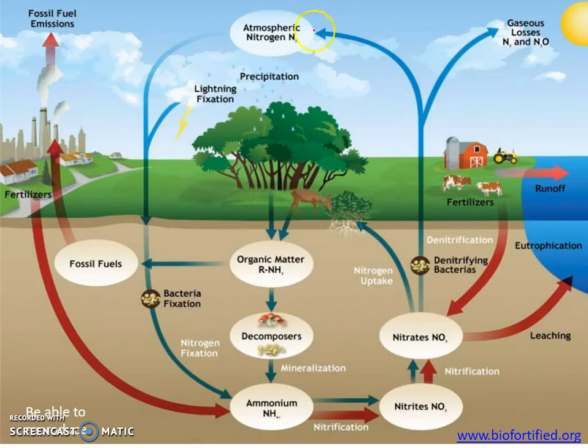Now here is your nitrogen cycle. It's similar to the carbon cycle. The only thing is that in terms of getting it down from the atmosphere, we use something called lightning fixation, as well as nitrogen fixing bacteria. So here you have denitrifying bacteria, and you also have nitrogen fixing bacteria over here. And you should know the difference between them.